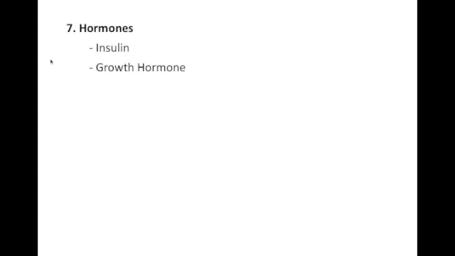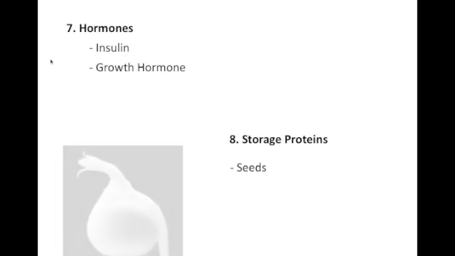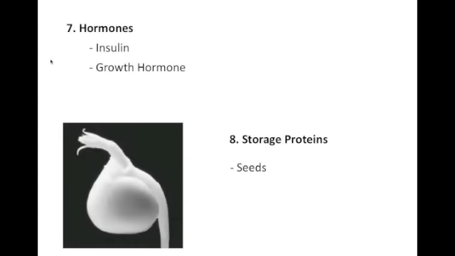All right, and the final function for proteins is storage proteins. Now, we don't have a lot of storage proteins in the human body, but two great examples of these are in plant seeds. This is a pea that's germinating. There are a lot of proteins in here that are stored that serve as food for that seed. There's sugars as well, but you're also going to have proteins.